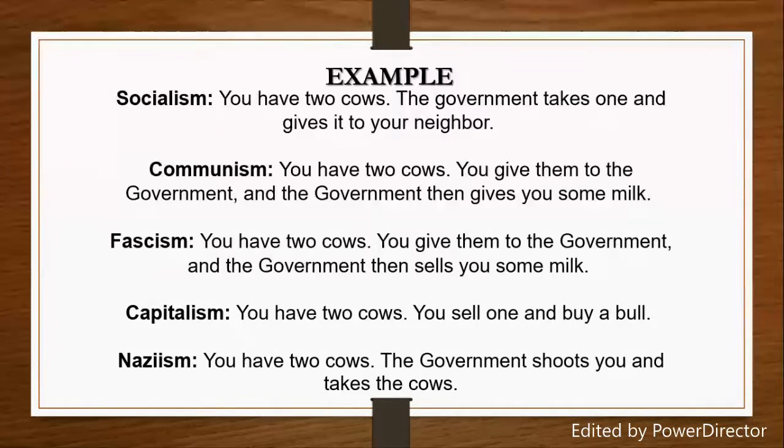I put one example to understand these economic systems better. In socialism, you have two cows. The government takes one and gives it to your neighbor. In communism, you have two cows, you give them to the government, and the government then gives you some milk. In fascism, you have two cows, you give them to the government, and then the government sells you some milk. In capitalism, you have two cows, you sell one and buy a bull.